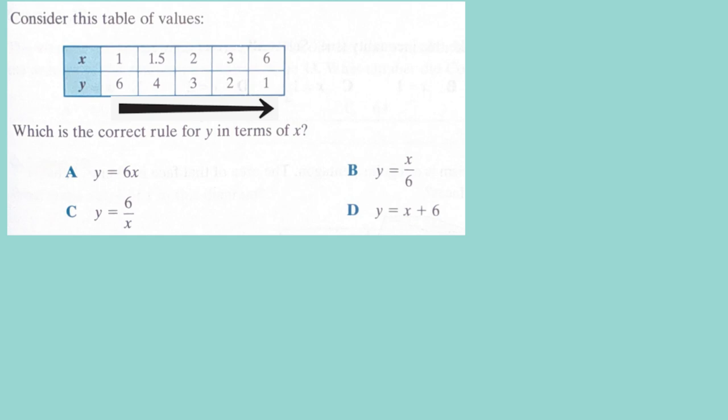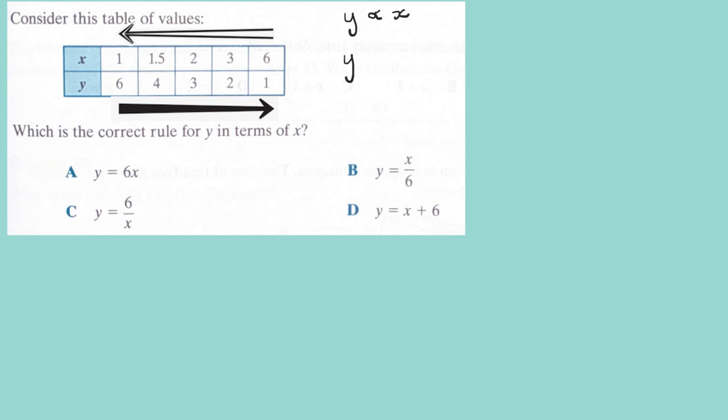6, 4, 3, 2, 1. Whereas the x values are actually increasing. 1, 1.5, 2, 3, 6. So the x values go in opposite direction to the y values. This means that instead of the y values increasing proportionally to the x values, so that when y gets larger, x gets larger, this is not the case.